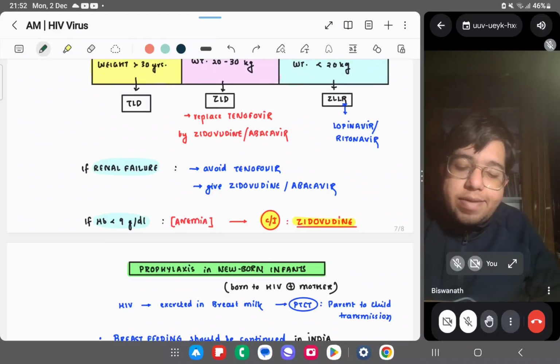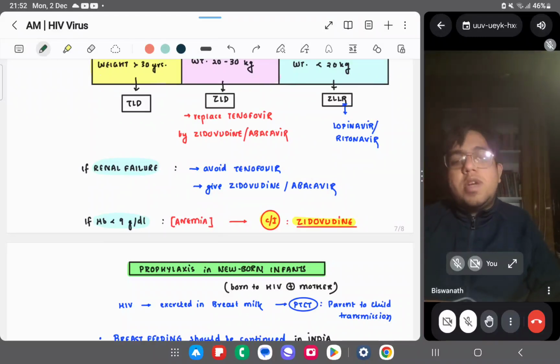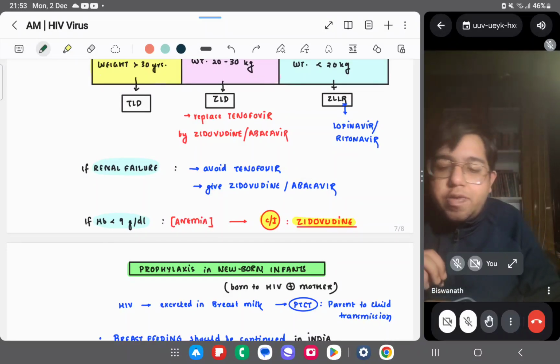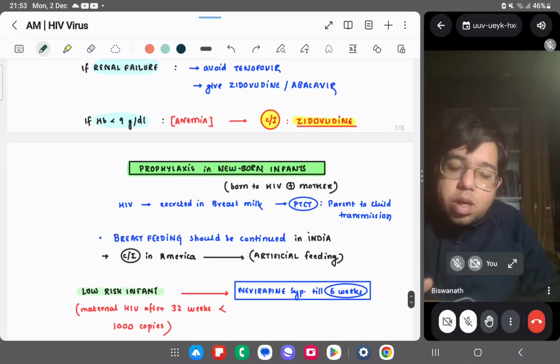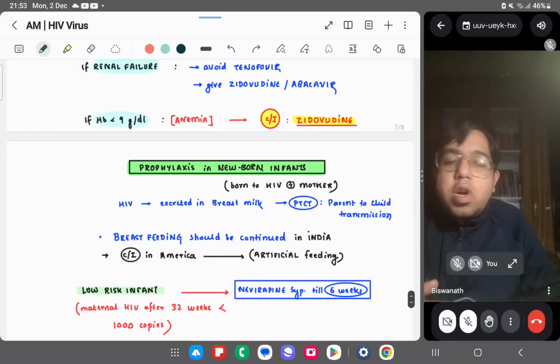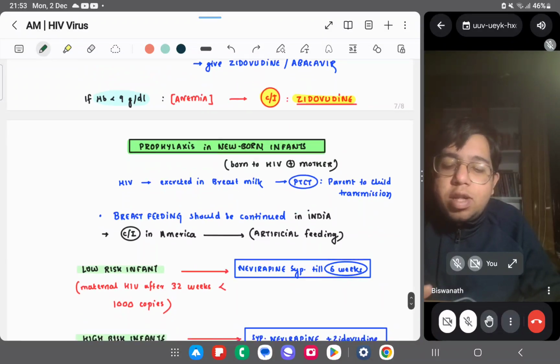If hemoglobin is less than 9, what will you use? Bone marrow suppression was the side effect of which drug, right? Zidovudine. So Zidovudine will be contraindicated here. Don't give Zidovudine, so you can't give the ZLD regimen. You have to give the TLD regimen. So Stavudine is also contraindicated.